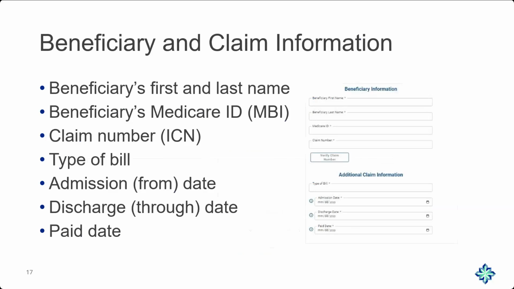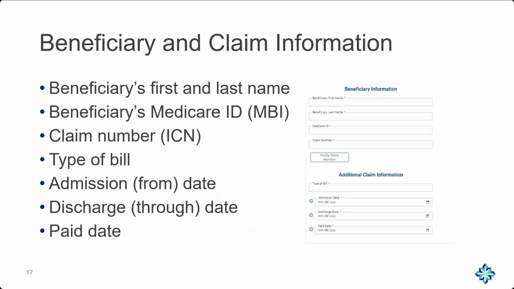Next, we need the claim number. So this means the internal control number, or the ICN, that's assigned when the claim is processed. If your credit balance is the result of a duplicate payment, report the data pertaining to the most recently paid claim.